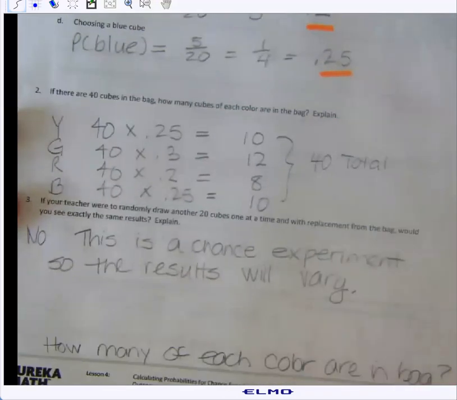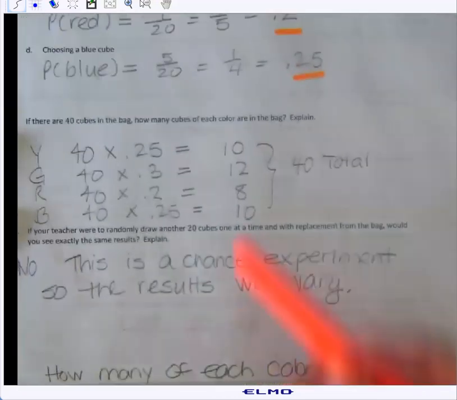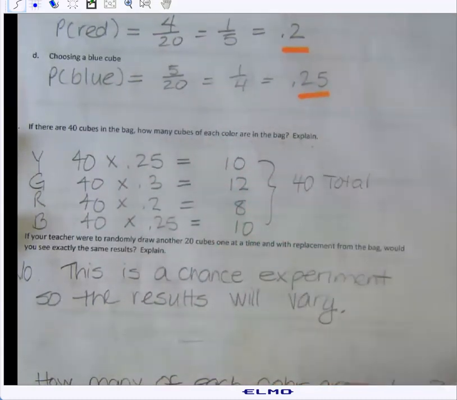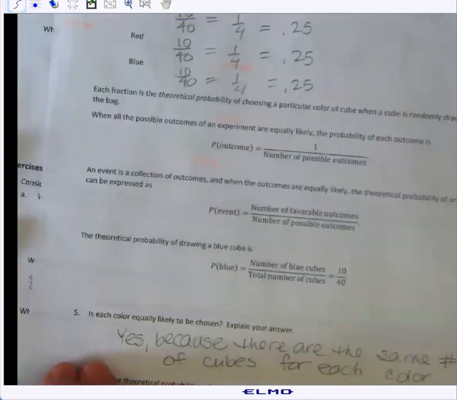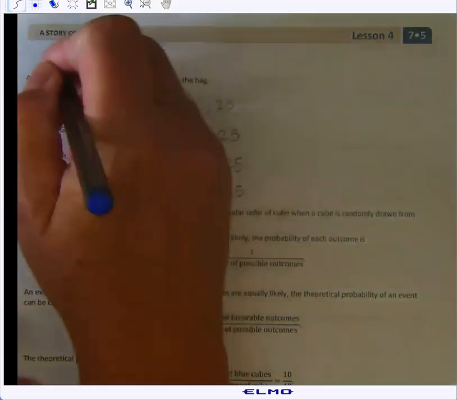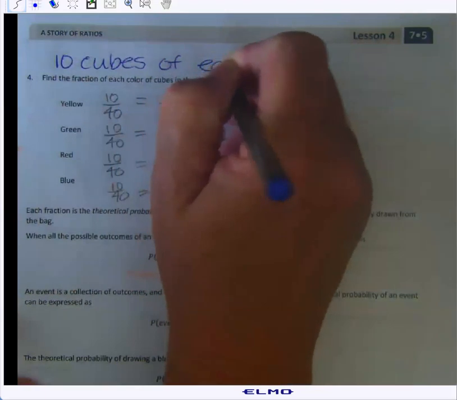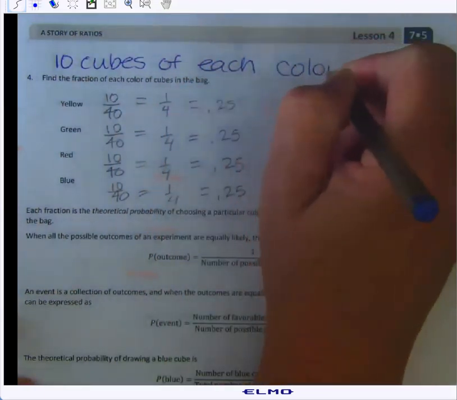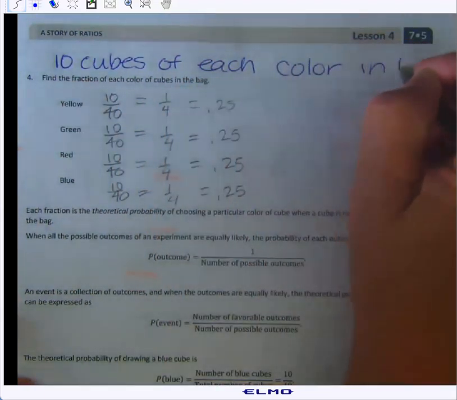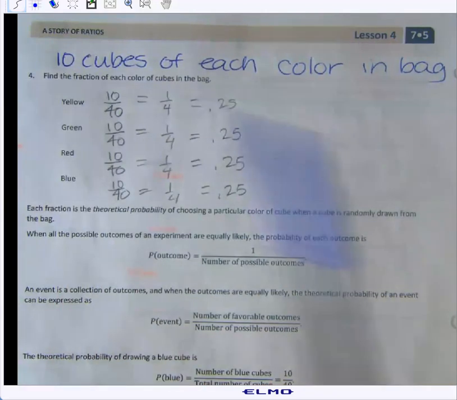Now, here's the big question. How many of each color are actually in the bag? Are our predictions accurate? Well, the truth of the matter is that there were actually 10 cubes of each color in the bag. So I had 10 blue, 10 yellow, 10 green, and 10 red. And that added up to 40.